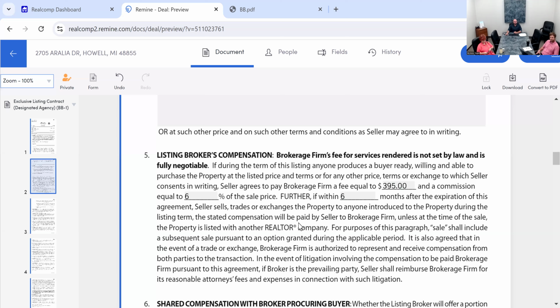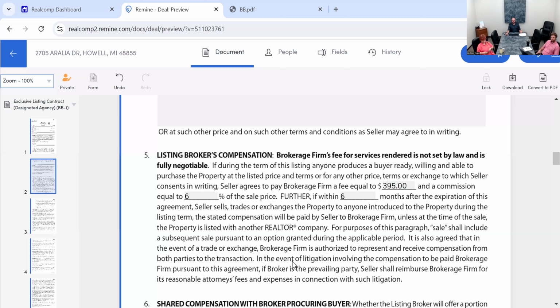All right, so for the purpose of the paragraph, sale shall include a subsequent sale pursuant to an option, also agreed vendor trade or exchange. Strange situations, but still, included in the boilerplate.